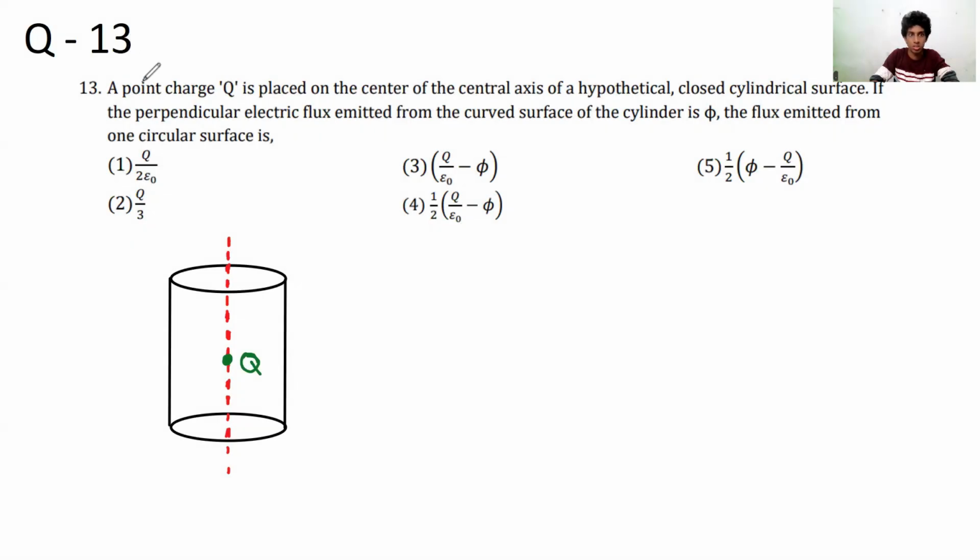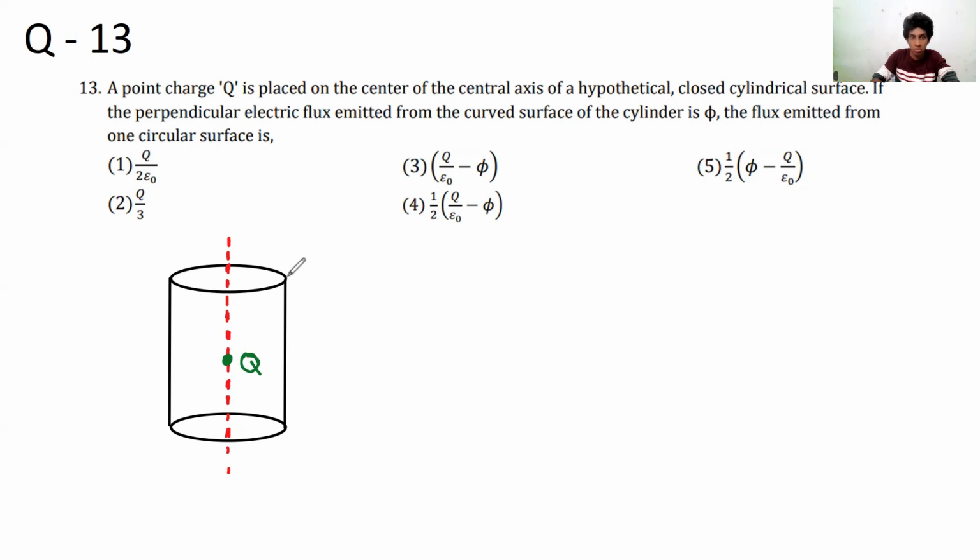Question number 13. A point charge Q is placed on the center of the central axis of a hypothetical closed cylindrical surface. If the perpendicular electric flux emitted from the curved surface of the cylinder is psi, the flux emitted from one circular surface is. So this is the hypothetical cylinder, and this is the point charge Q, which is placed on the center of the central axis of the cylinder. So pay your attention really carefully to this.